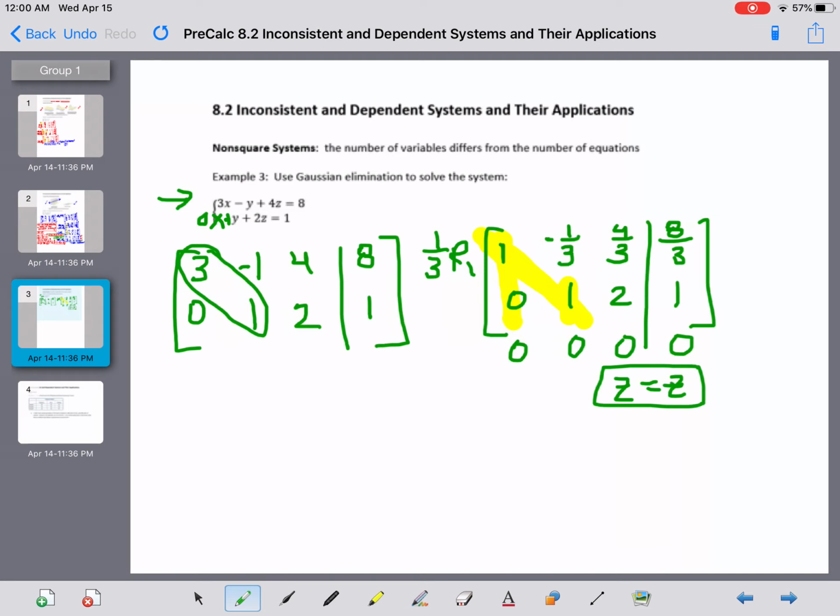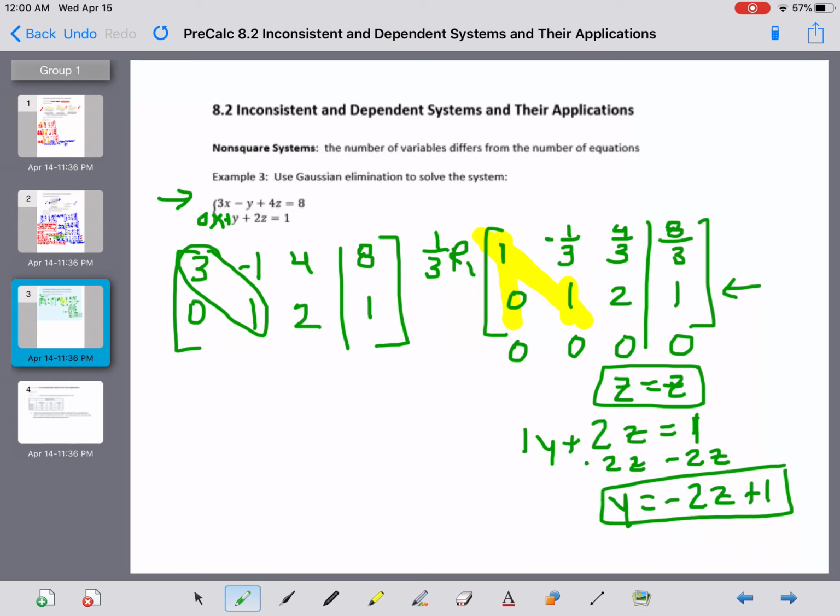So from the second line, I'm going to get no x's, 1y plus 2z equals 1. And again, I want to get the y all by itself in terms of z. The 1 in front of the y doesn't matter. I'm going to subtract my 2z on both sides, and I'll have y equals -2z plus 1. So there it is in terms of z. And once again, I would like to write the x in terms of z.